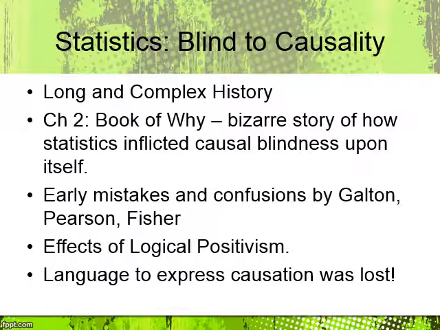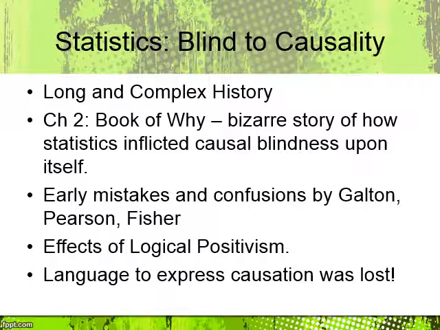For students, it's important to understand that modern statistics is blind to causality. They do not understand causality. There is no word for it, and there is no methodology to detect causality in all of the body of modern statistics developed since Fisher. Why this is so? It has a long and complex history. Chapter 2 of the Book of Why by Judea Pearl and other authors explains how this happened.